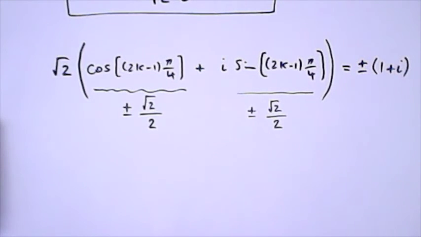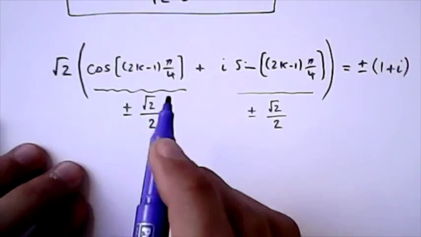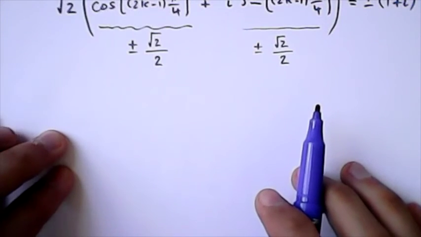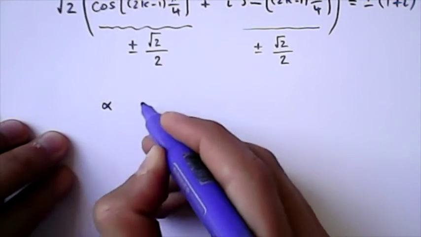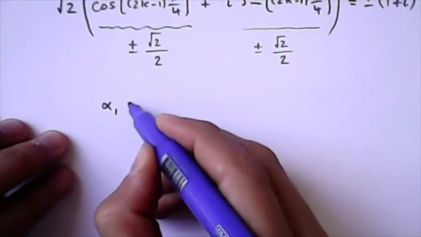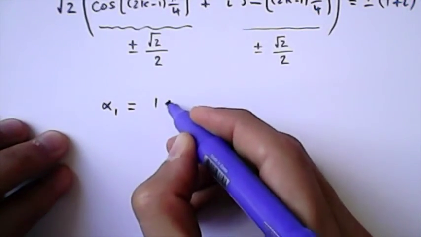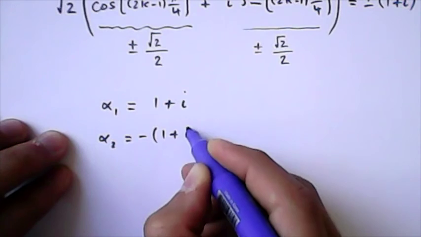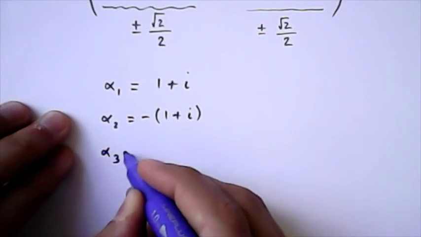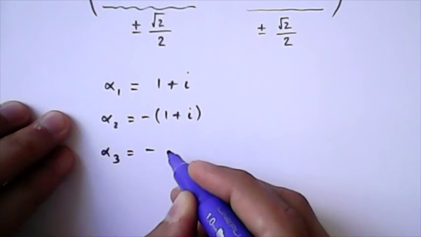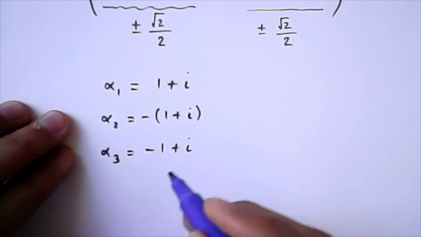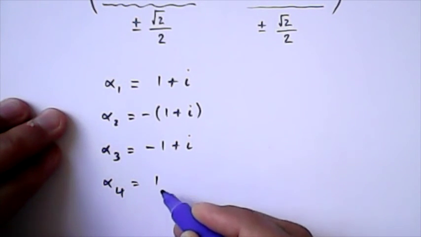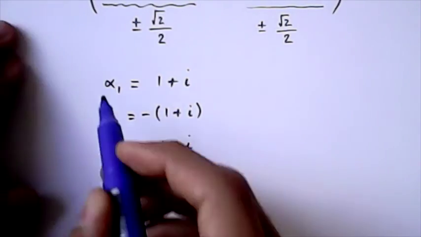You can do exactly the same thing for the rest, the minus and the plus, and you will find 4 unique answers to alpha. So there are 4 of them: alpha 1 would be equal to, for instance, 1 plus i. Alpha 2 would become minus 1 plus i. Alpha 3 becomes minus 1 minus i, and alpha 4, 1 minus i. So those would be the 4 alphas.